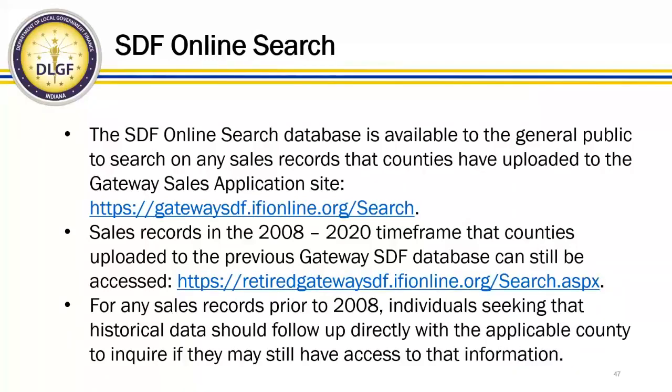Prior to our big upgrade that we did last year, if you're looking for sales records data that goes from 2008 to 2020, you're going to need to go to the second link that I've provided here. You can still access that data. It's just that we don't have it in the same place as our new data from 2021 and 2022. And unfortunately, if you need data that goes back even farther than that, prior to 2008, we need you to seek that out with the applicable county to inquire if they still have access to that information.